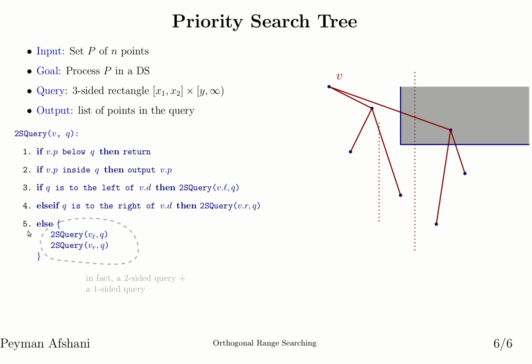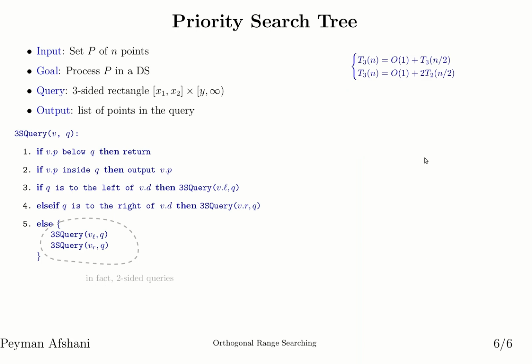Again, the interesting case is step 5, when the two-sided query intersects this dividing line. In this case, you can notice that we have a two-sided query on the left plus a one-sided query on the right. So in this case, the two-sided query on the left is answered recursively, whereas the one-sided query, we can analyze slightly differently.